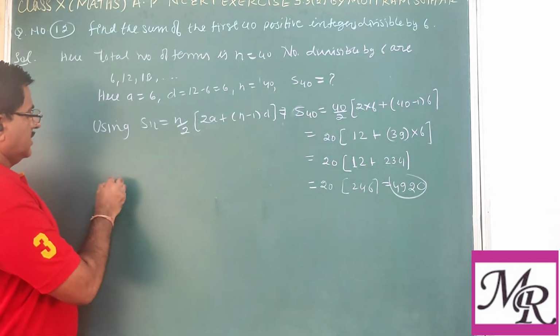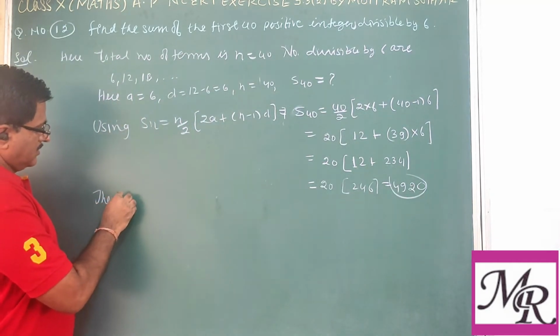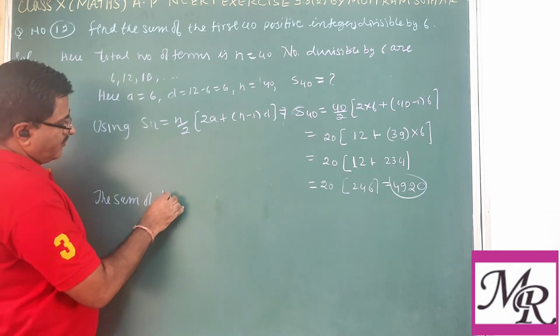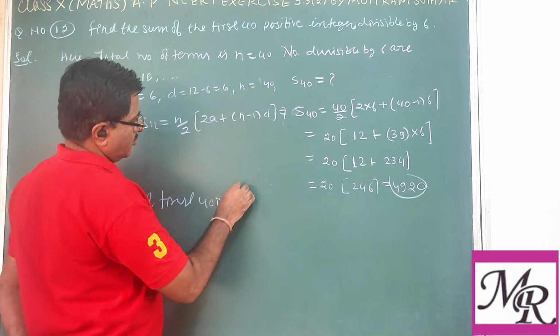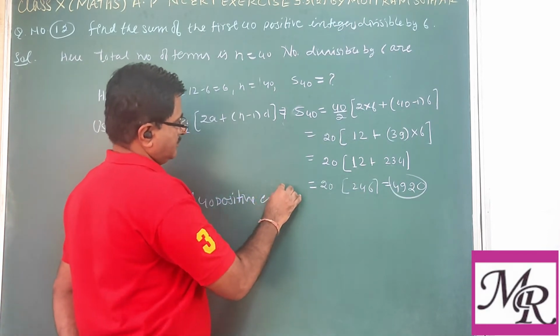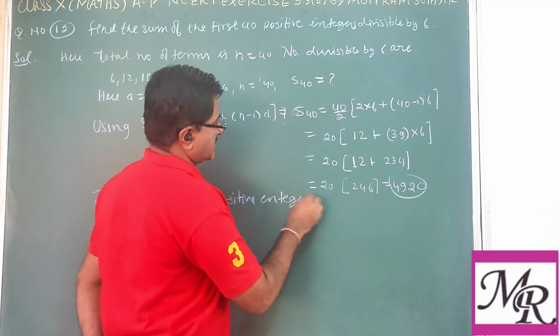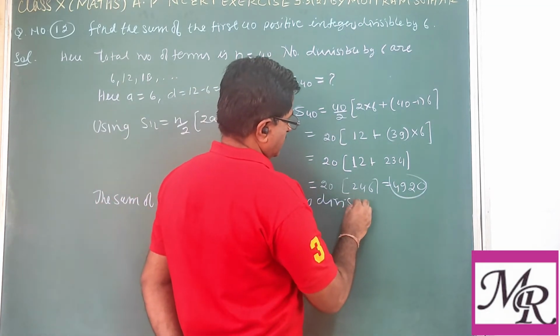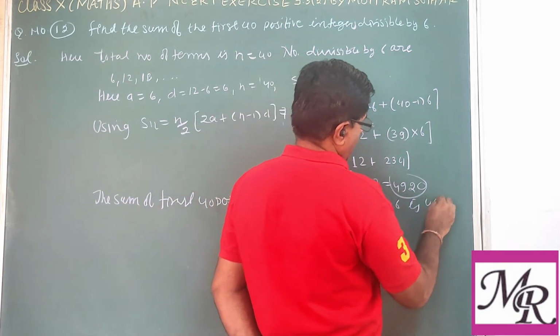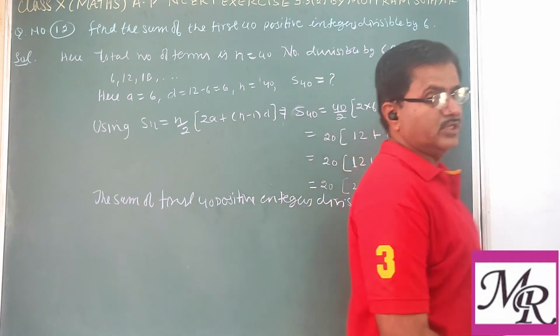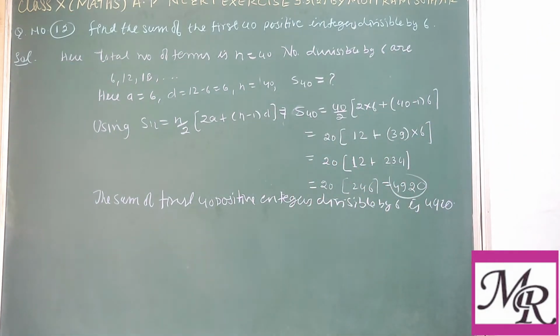So you can write the answer: the sum of the first 40 positive integers divisible by 6 is 4920. So in this way we can find the sum of the first 40 positive integers which are divisible by 6.